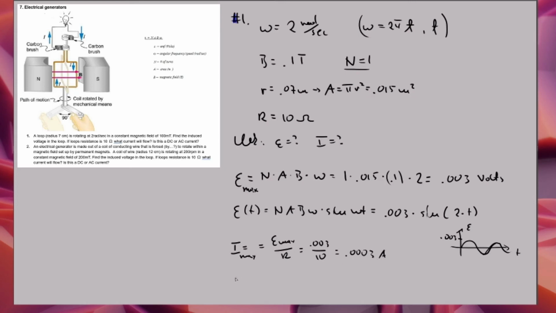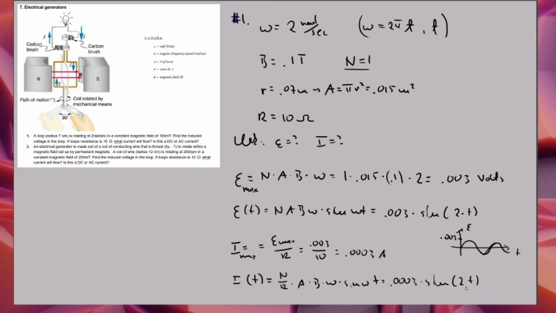That's the maximum current. And if I want the actual current as it varies with time, then what I would have is N over R times A times B times omega times sine omega t. And of course this amounts to 0.0003 times sine of 2t. And that's that. That's all there is for the electrical generators.